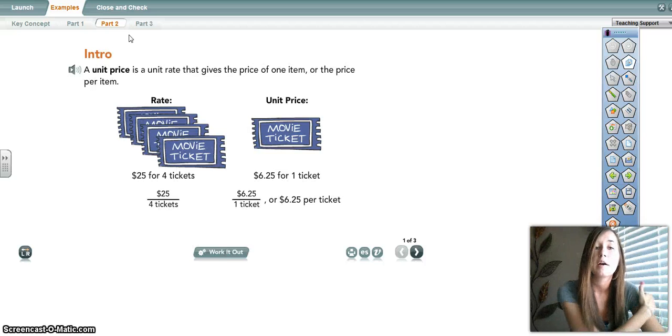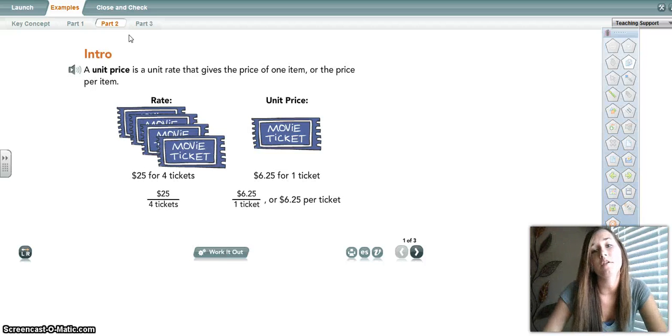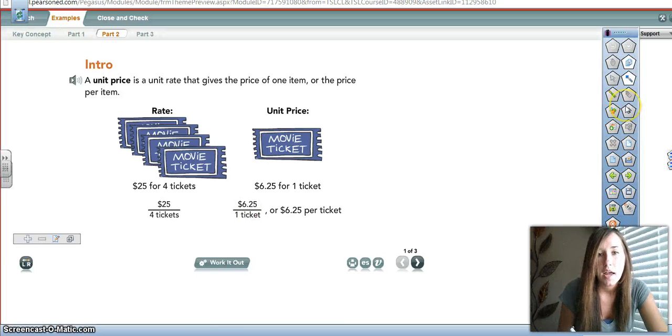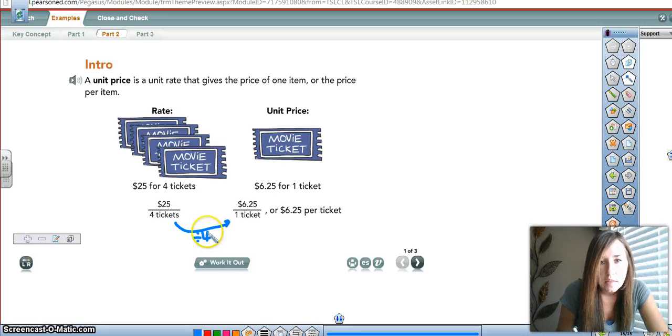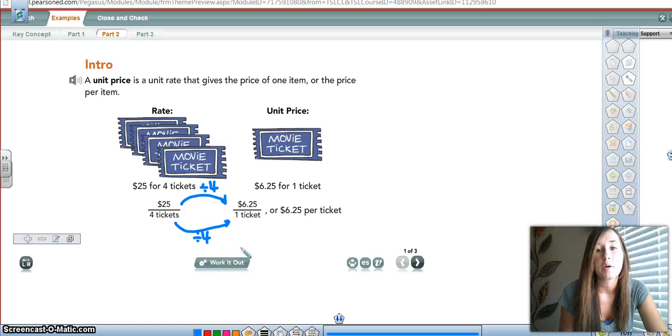We can also talk about unit prices. This is just a unit rate talking about money. So we know how much it is for 4 movie tickets. We can find how much it is for 1 movie ticket. And again, we would just divide by 4 to make this be 1 in the denominator. And so we would divide by 4 in the numerator to get the price per ticket.